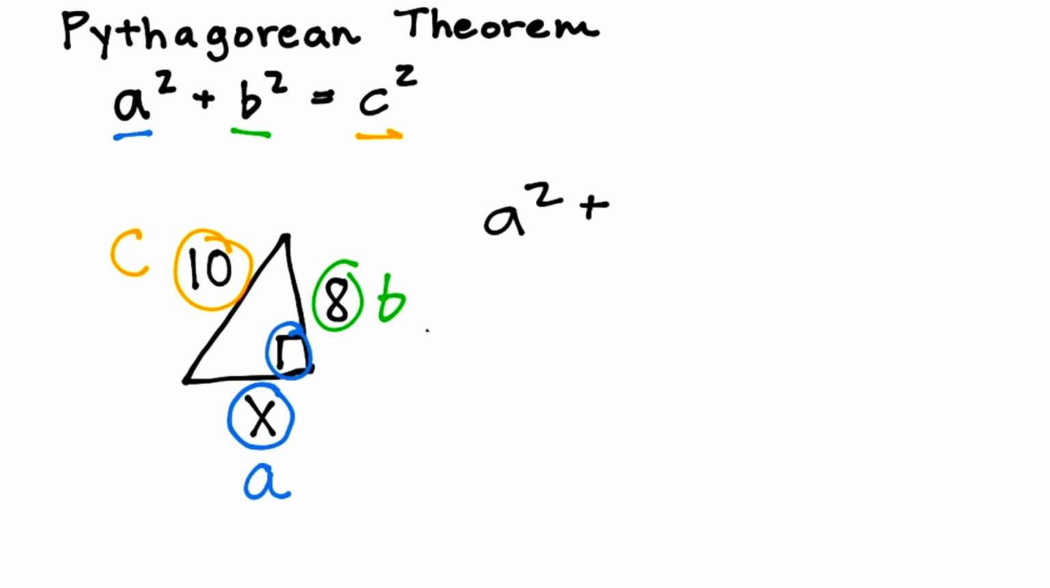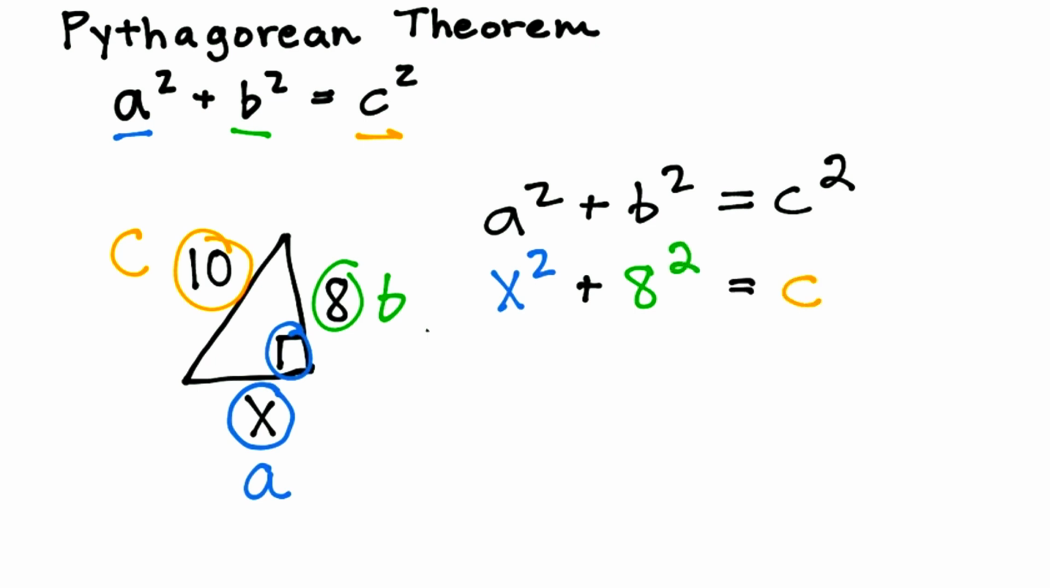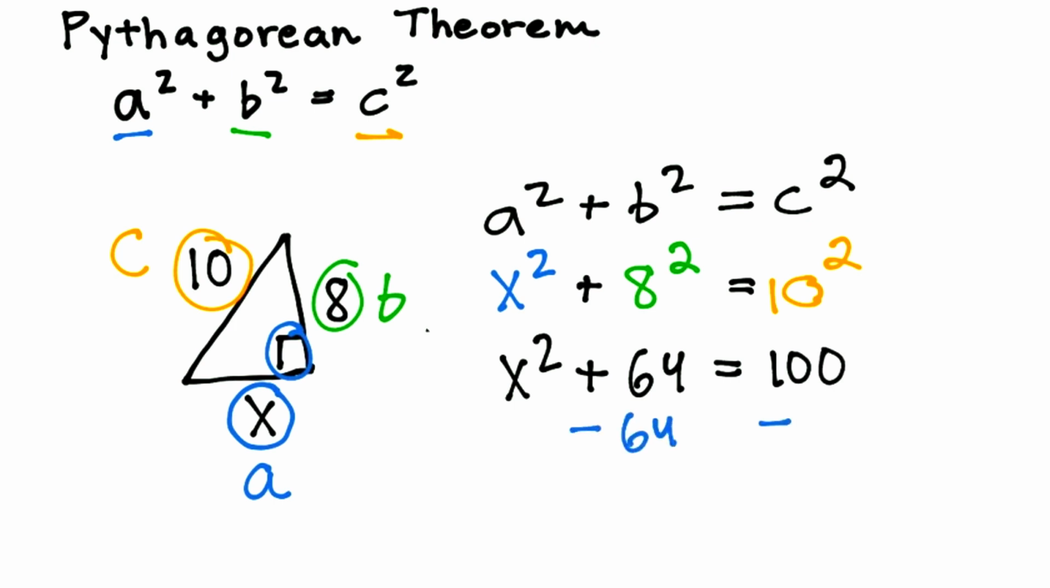Then all we need to do is plug into the equation. So this time our A is actually going to be X squared plus the B, which is 8 squared. And that is going to be equal to C, so 10 squared. Then we can solve. So we have X squared plus 64 equals 100. So now what we can do is subtract 64 from both sides. And what we will get is X squared equals 36.